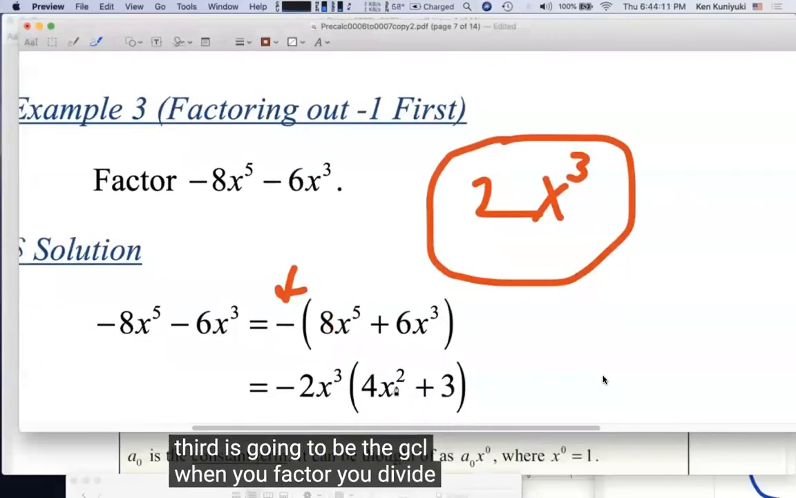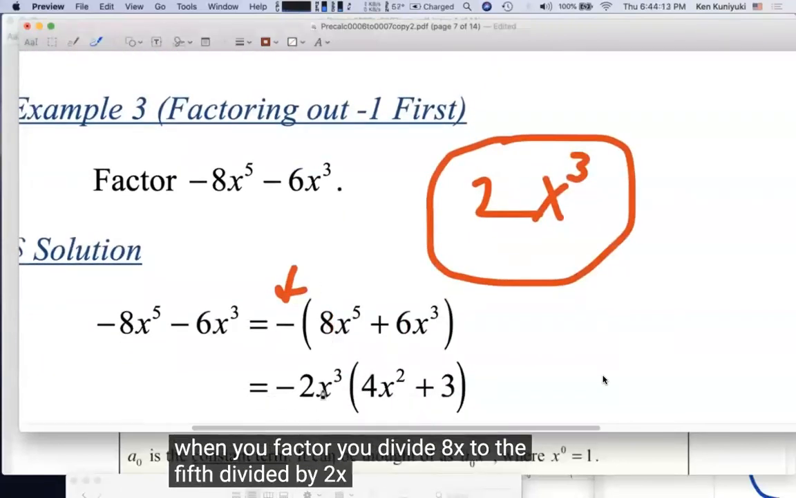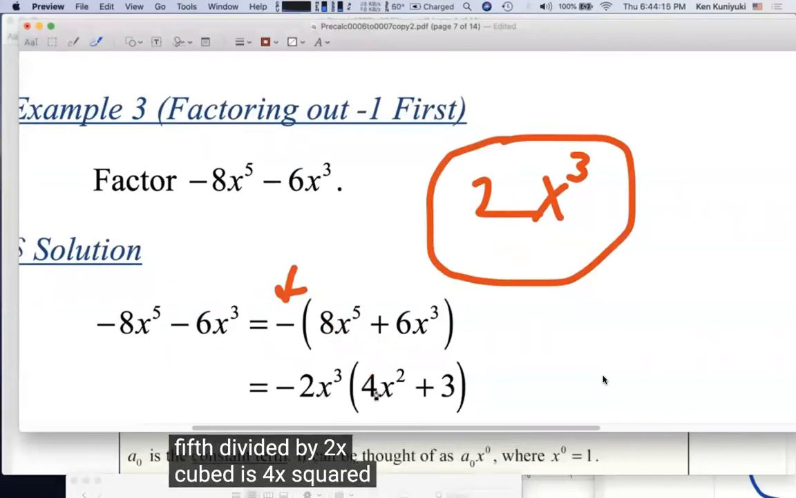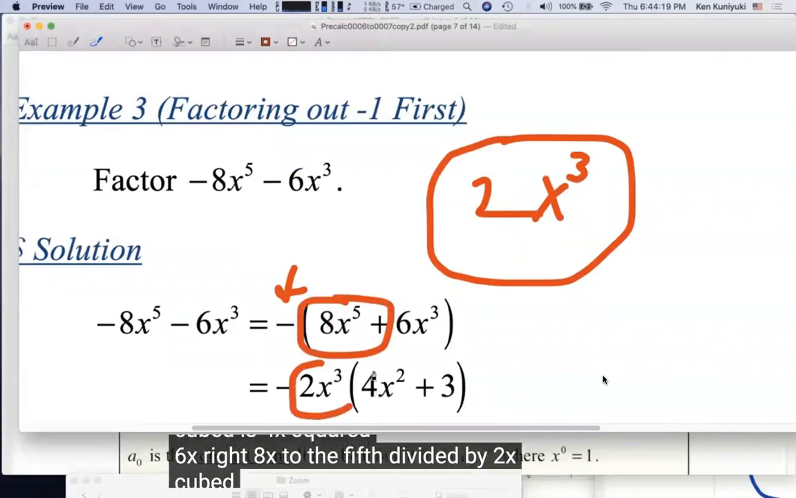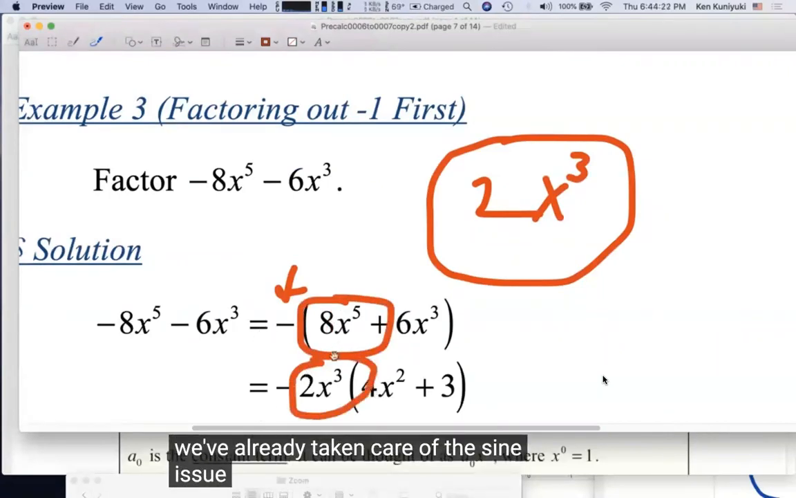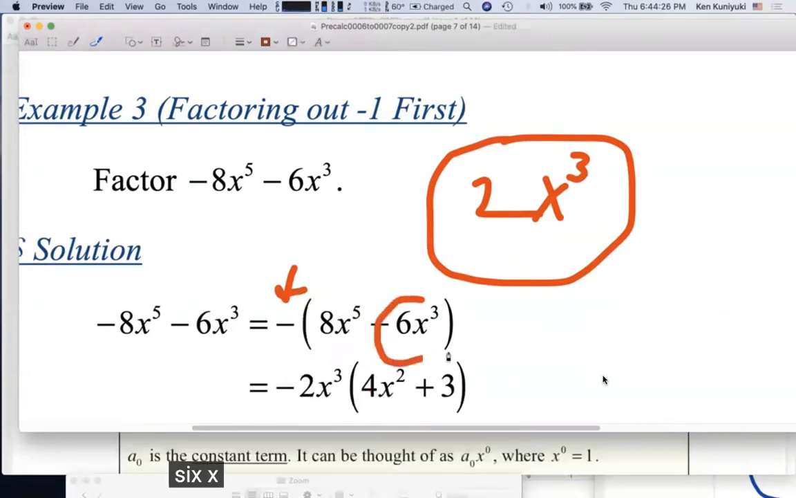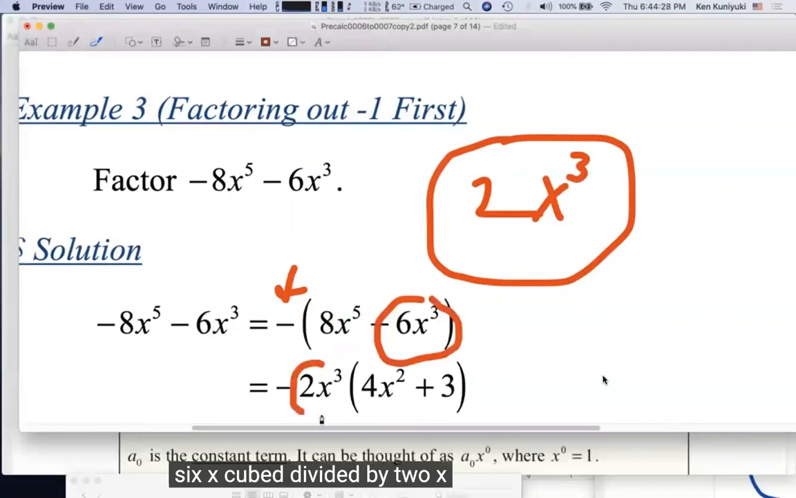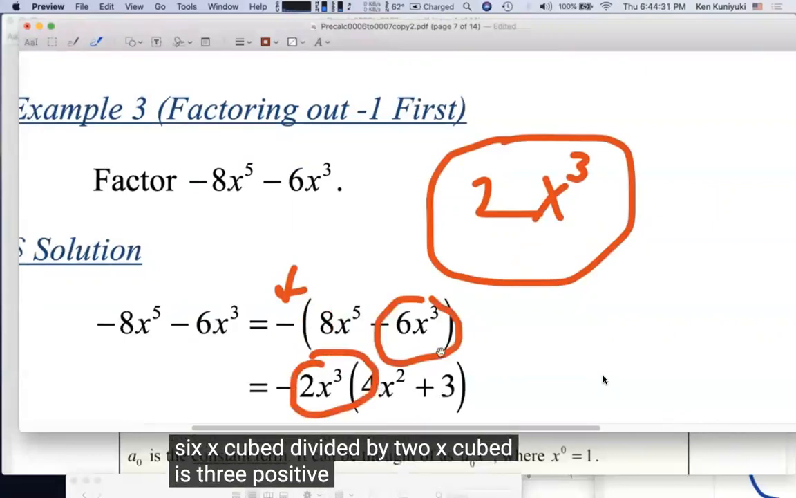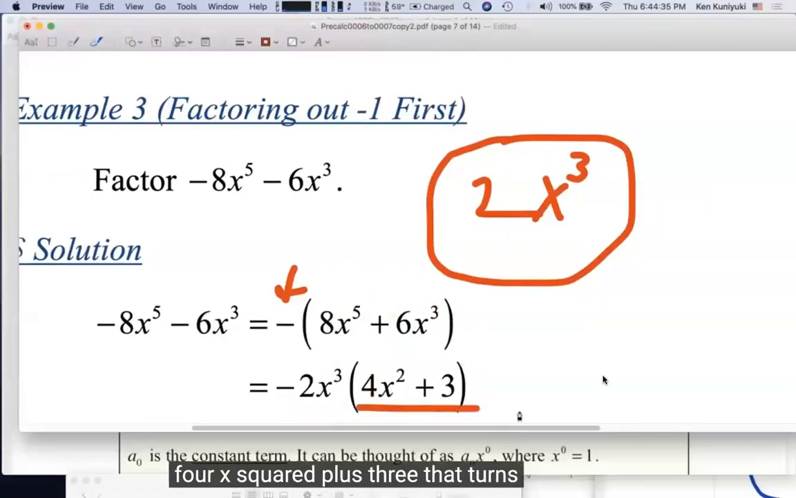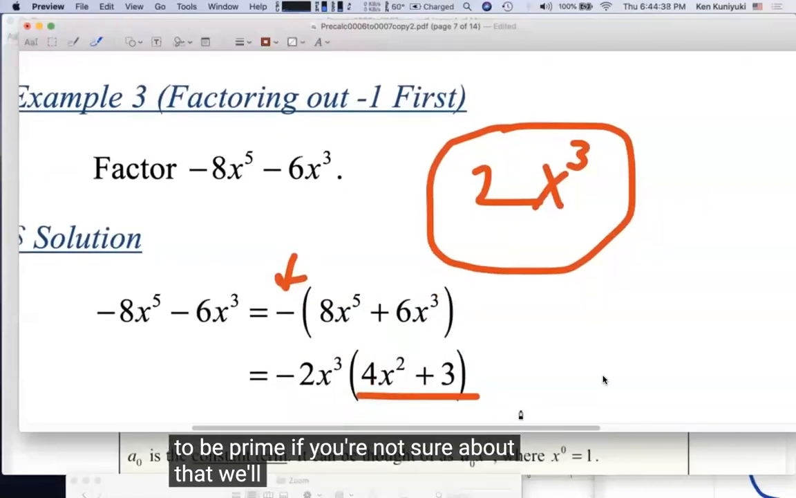When you factor, you divide. 8x to the 5th divided by 2x cubed is 4x squared. We've already taken care of the sign issue. Okay, that's going to be 4x squared. 6x cubed divided by 2x cubed is positive 3. 4x squared plus 3 turns out to be prime. If you're not sure about that, we'll discuss that later on. But in Algebra 1, you did not break this down any further.